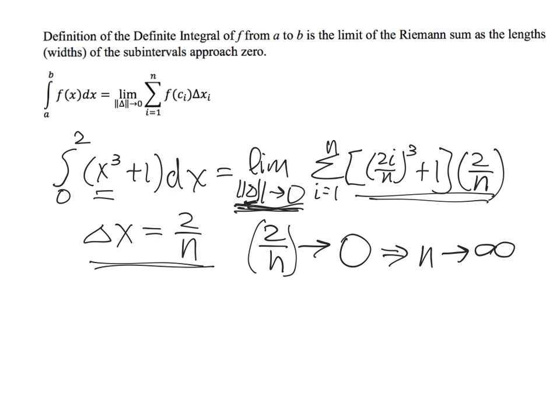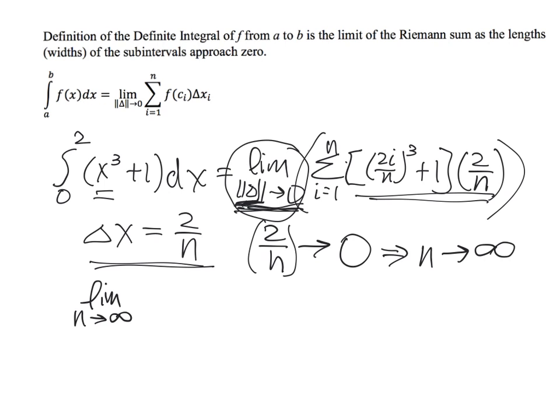Okay? So right there we can change the form of our limit. Instead of looking at that really technical notation, we can make it something we've dealt with before. As the mesh approaches 0, then n is approaching infinity, and now we can work on that.